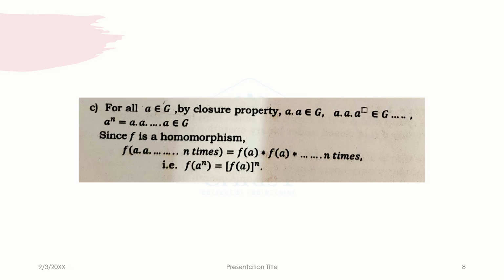Now the final property is very simple. Just by applying the definition of homomorphism, I can easily get the answer. So I need to find the image of a raised to n. So I will take f(a raised to n), which is equal to f of a multiplied n number of times. Due to homomorphism, I can write the answer as f(a) star f(a) star etc., n number of times, which is equal to f(a) whole to the power n.